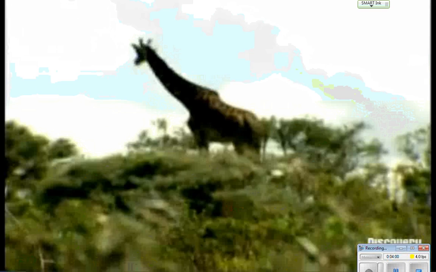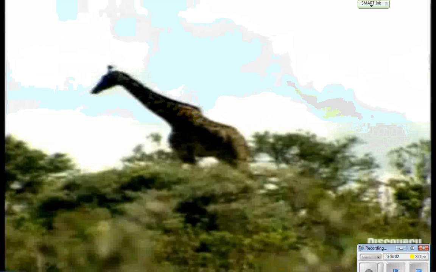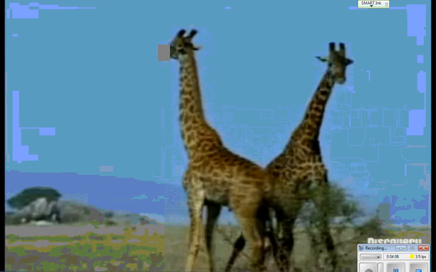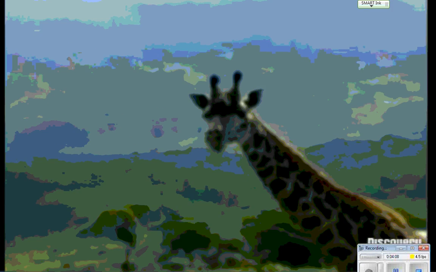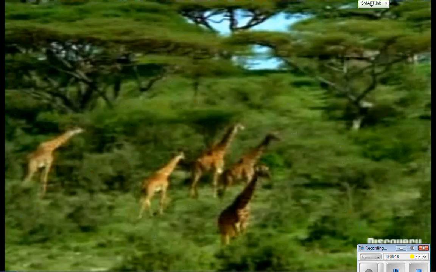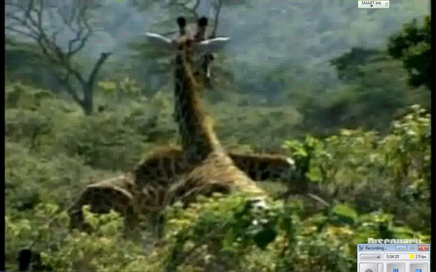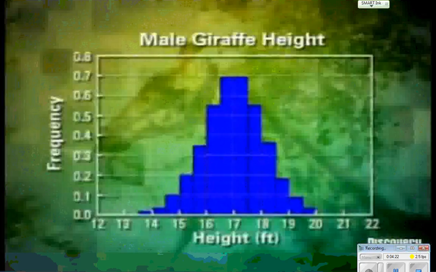Often called the watchtowers of the Serengeti, giraffes are the tallest mammals on Earth. The tallest giraffes reach heights of over 18 feet. Not all giraffes are this tall, but you can get a good idea of the heights of giraffes across the Serengeti by sampling. If you knew the height of every adult male giraffe in Africa, you could graph the frequencies of these heights. The graph might look something like this.